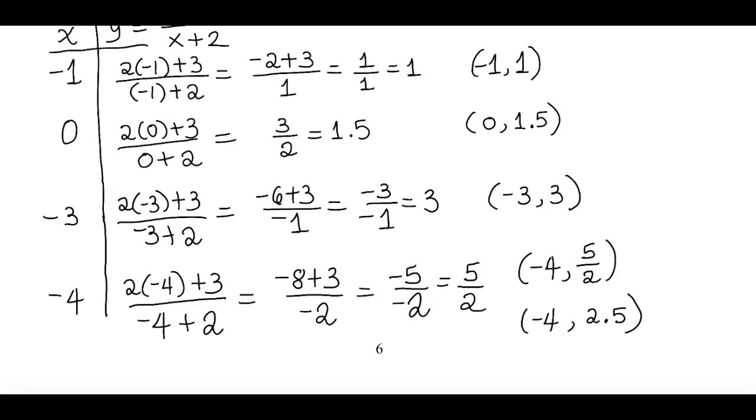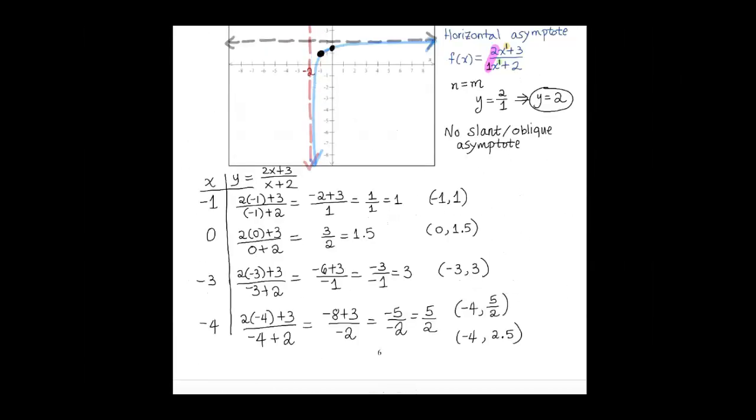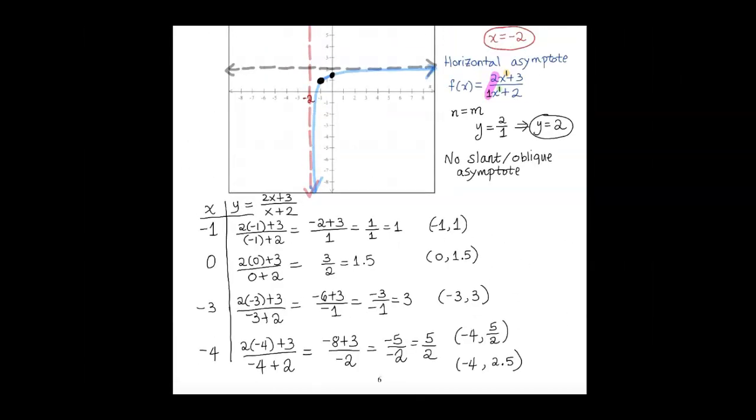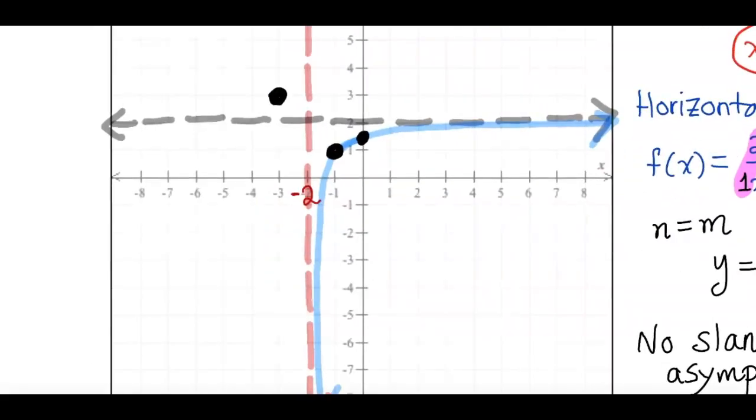So first let me plot negative 3, positive 3. 3 to the left, up 3. Oh, it's on this area. And next one is 4 to the left, 2.5. 4 to the left, 2.5. So it's like right here.